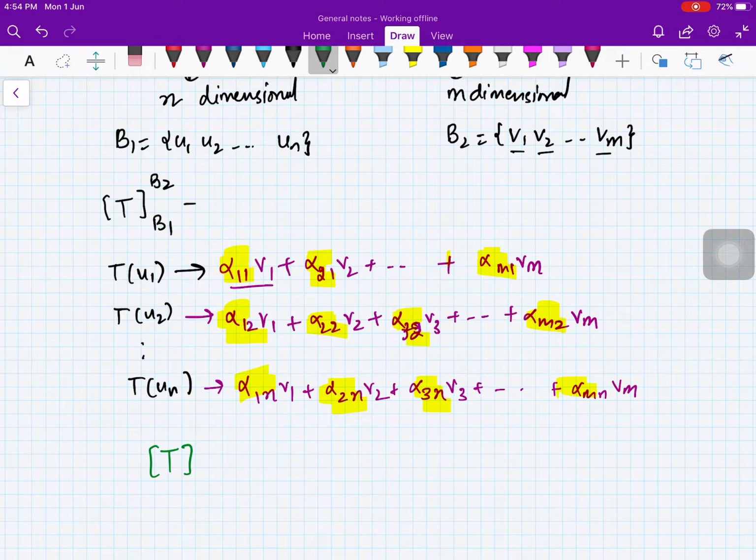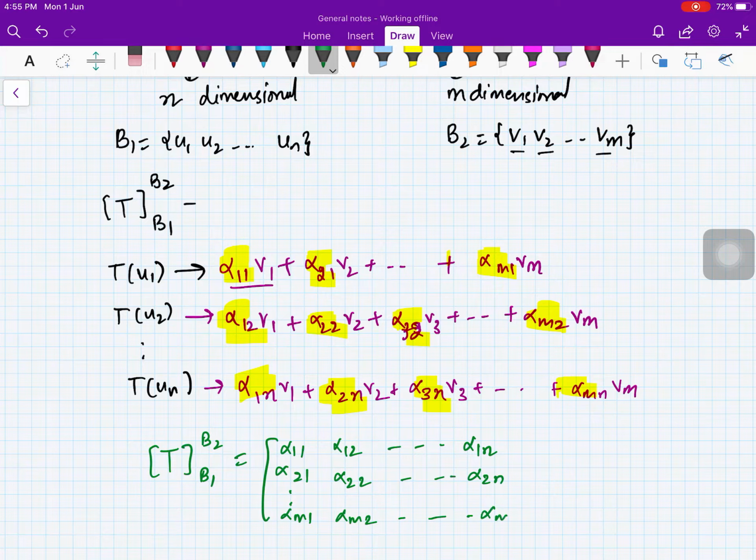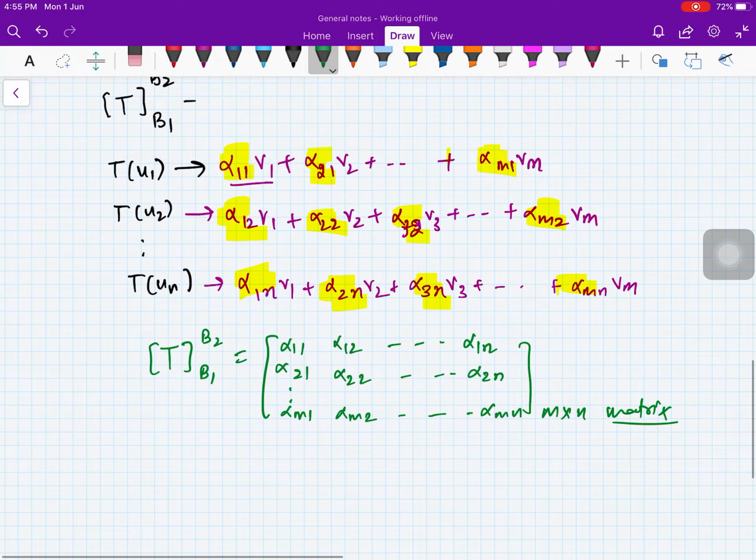So I'll get that T with respect to B1, B2 is alpha 11, alpha 21, alpha m1, then you have alpha 12, alpha 1n, then you have alpha 22 here, alpha 2n, alpha m2, alpha mn. So this is the required m cross n matrix. Fine. Okay. So that we already know.